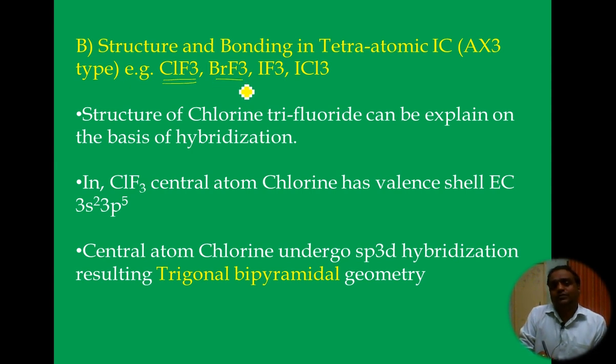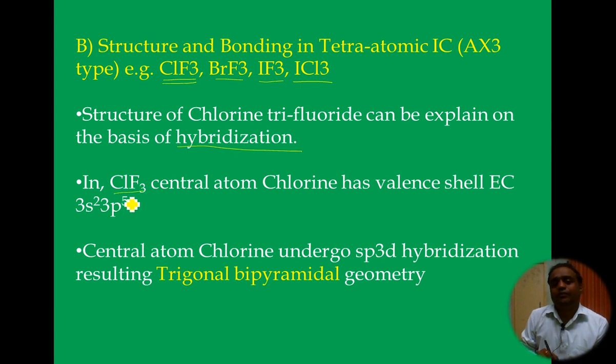For bromine trifluoride, for iodine trifluoride, and for iodine trichloride, the same structure will be there. Only some bond angles will be changed, but the overall structure will be the same. That is a bent T shape. We are going to see why this molecule shows a bent T shape. Okay, so again this structure will be explained on the basis of hybridization.